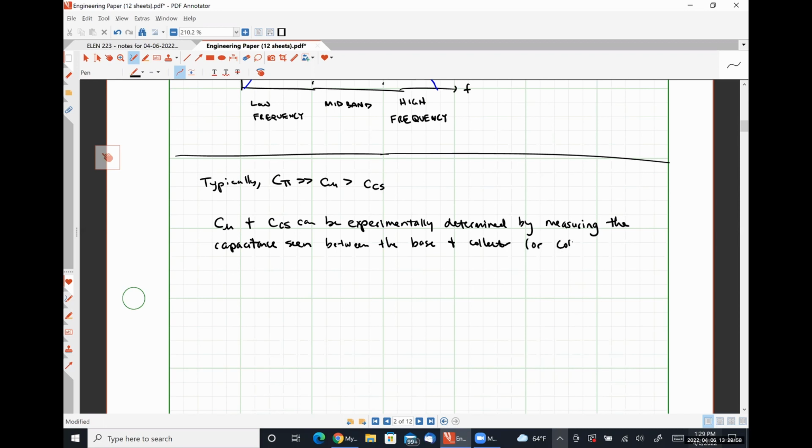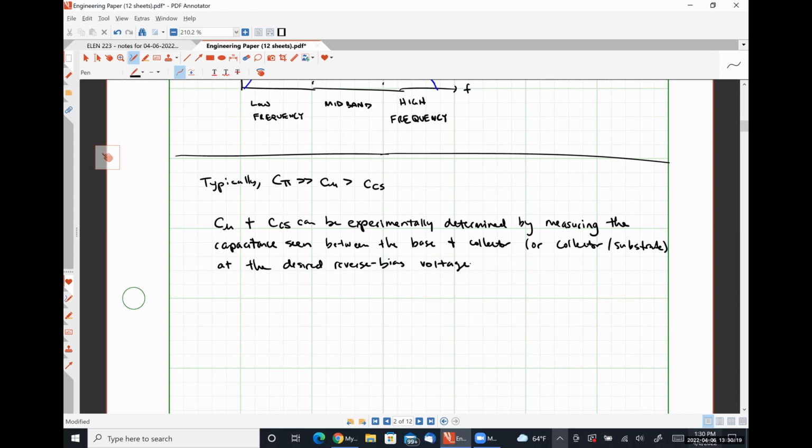Or collector, substrate, at the desired reverse bias.